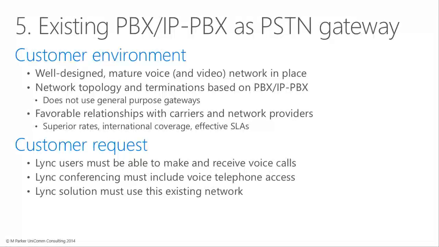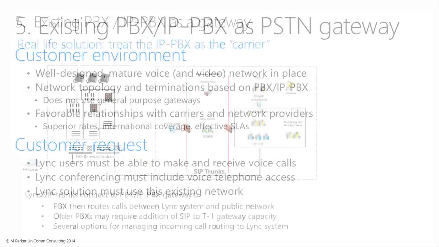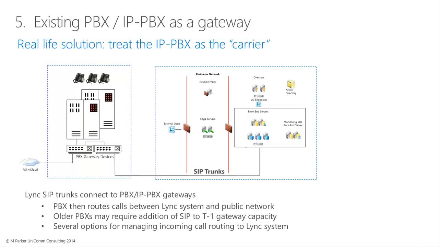So the customer request is the Lync users have to be able to make and receive voice calls. Lync conferencing must include voice telephone access. And I've got to use the existing network. And so you know how that's going to look. It's basically going to say, okay, I can use SIP trunks out of Lync, and I'm going to come through gateway devices here. So the Lync SIP trunks connect to a PBX, IP PBX gateways. The PBX then routes the calls between the Lync system and the public network.